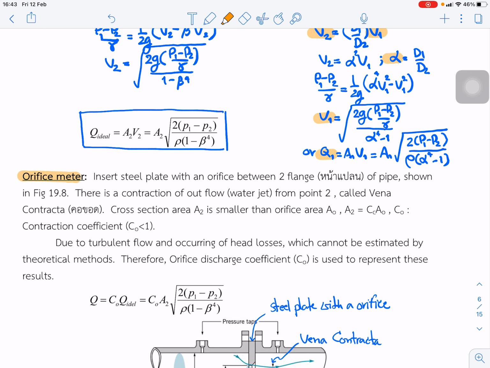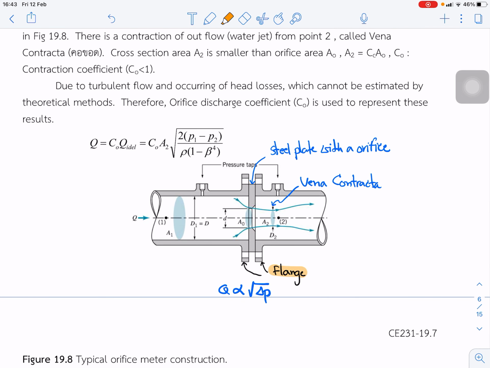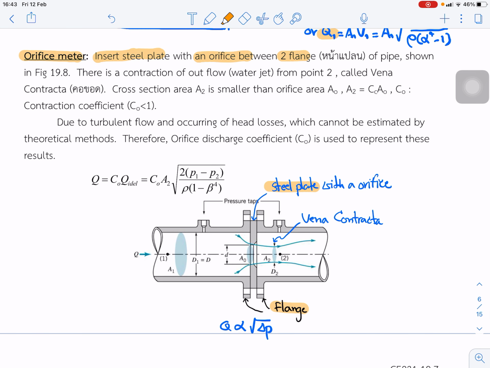The next is the orifice meter. The above is a general form of the pipe flow meter. For the orifice meter, we insert a steel plate with an orifice between two flanges. So these are the two flanges, and we insert a steel plate in between. And this is the contraction of the outflow water jet. We can see the cross area of the inflow, but this is the area of the outflow. This contraction we call the vena contracta.